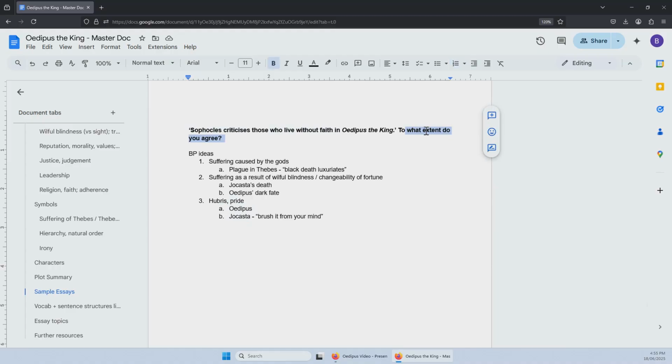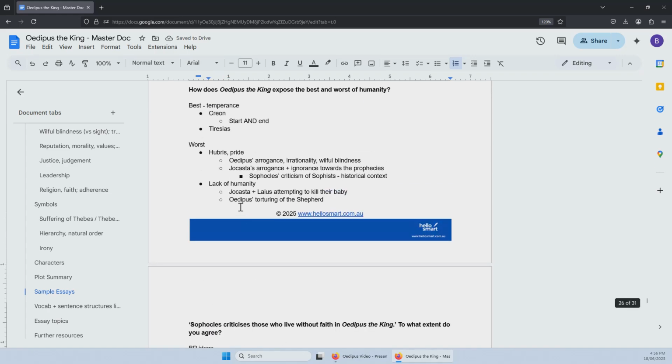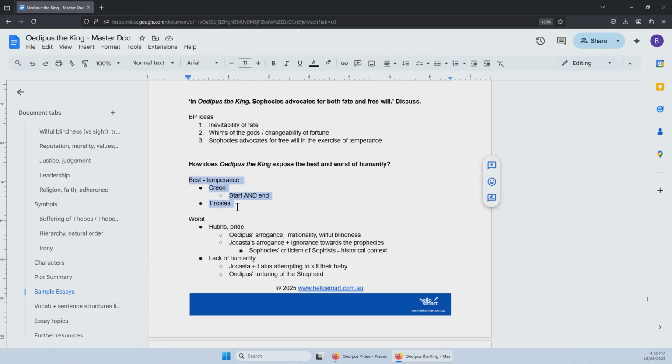Another way you could deal with it is you could say perhaps he doesn't criticize those who live without faith. So you could give some examples perhaps of characters who seem to skate through without living the most faithful lives. Or perhaps instead you could have a paragraph about how he praises those who do live with faith, or at least respect for the natural order. And in that case, you would probably be thinking about Tiresias and Creon, and just another paragraph about the benefits of being a rational person, benefits of temperance.